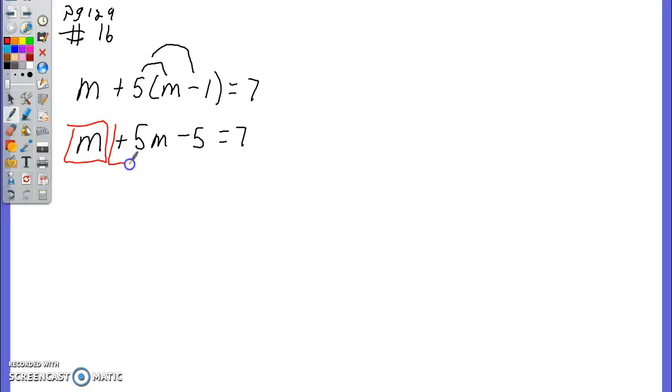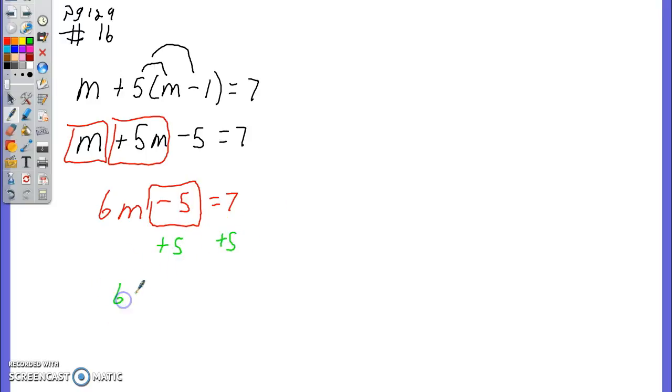I have an m and a positive 5m. That's going to give me a 6m. Bring down the rest, minus 5 equals 7. We have to isolate this variable term, which means we have to get rid of this negative 5. So we do that by doing the opposite. The inverse operation would be adding 5.